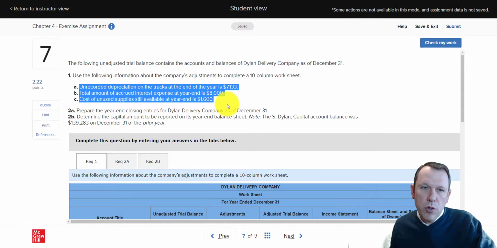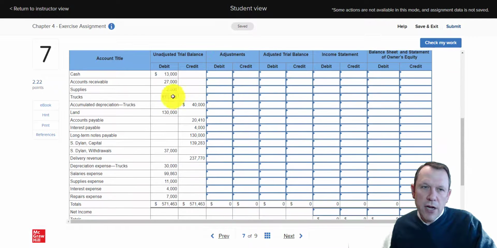We're gonna record those. Then we're going to drag our unadjusted trial balances across here to the adjusted trial balance. If we have any adjustments in between, we've got to adjust for them as we move them across, right? Then once we have our adjusted trial balance all balanced out, debits and credits have to be equal. Then we're going to move those balances over to our income statement. Revenues and expenses will be over there.